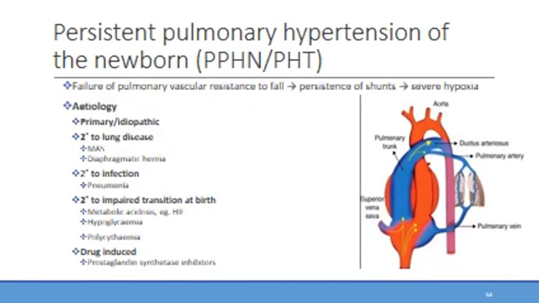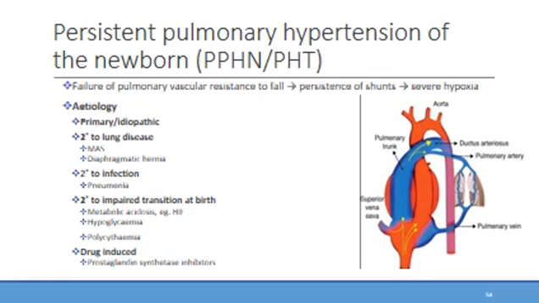Persistent pulmonary hypertension of the newborn is usually the result of poor adaptation of the newborn from intrauterine to extrauterine life. Any condition that interferes with a normal transition and that can lead to poor oxygenation and poor lung expansion may delay and prevent the physiological drop in the pulmonary vascular resistance. If this does not happen, there may be a persistence of shunts, specifically in the interatrial area through the foramen ovale or through the ductus arteriosus, that can lead to severe hypoxia, which will further aggravate the problem.